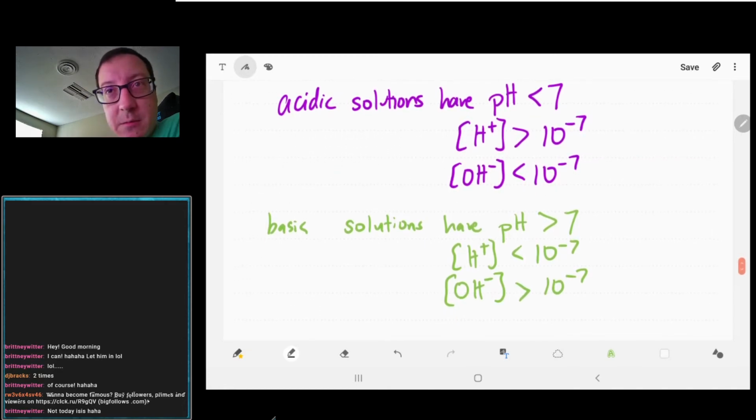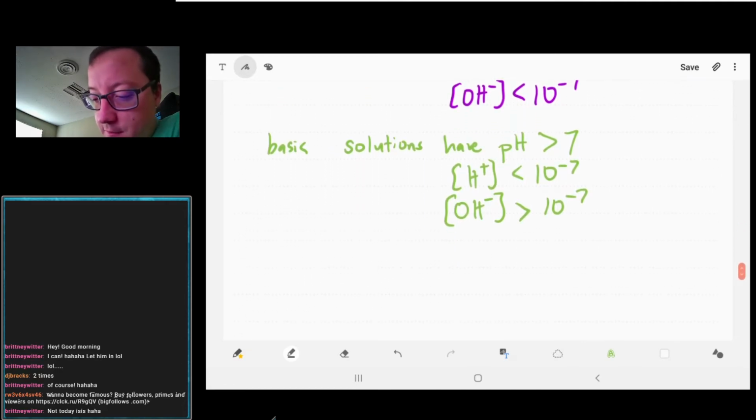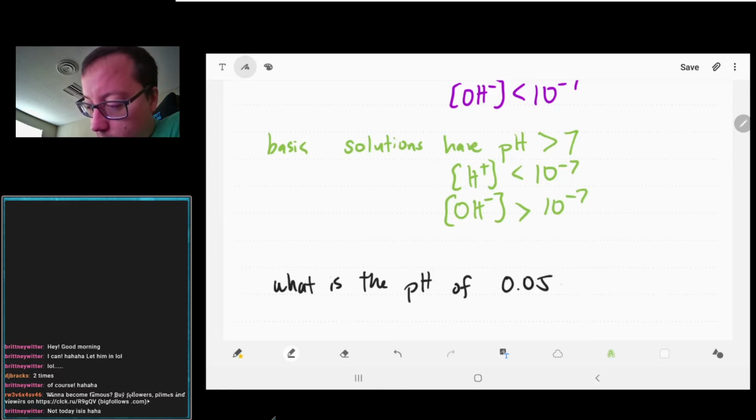All right, let's do some practice with all this stuff. So, what is the pH of... let me give it a little bit more significance here. Let's look at this one.